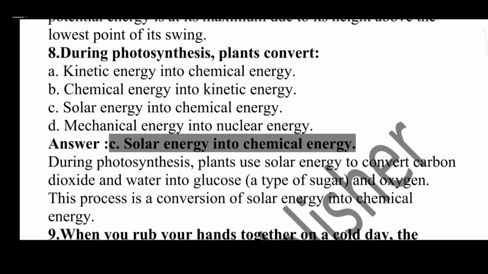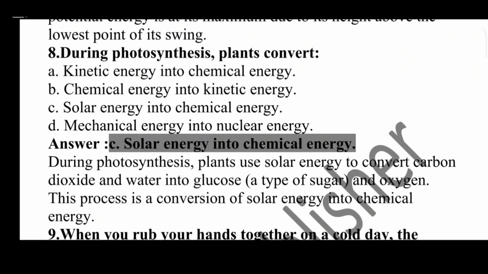Question number 8. During photosynthesis, plants convert: option A, kinetic energy into chemical energy; option B, chemical energy into kinetic energy; option C, solar energy into chemical energy; option D, mechanical energy into nuclear energy. So the correct option is C, solar energy into chemical energy.